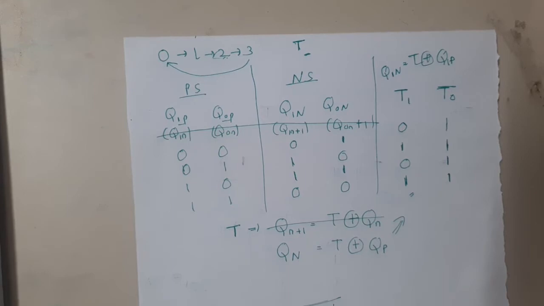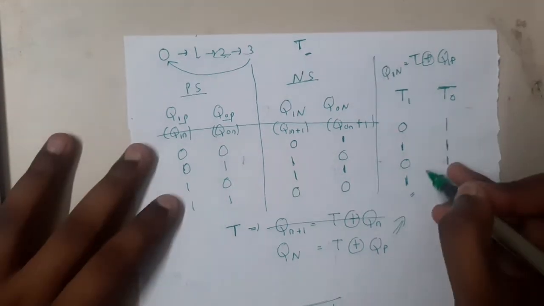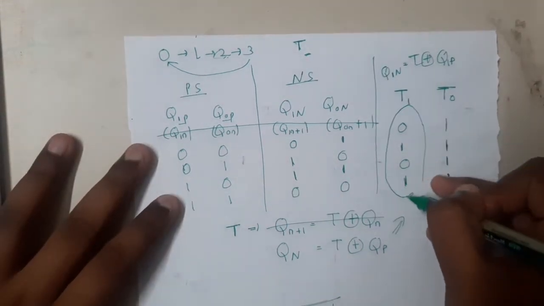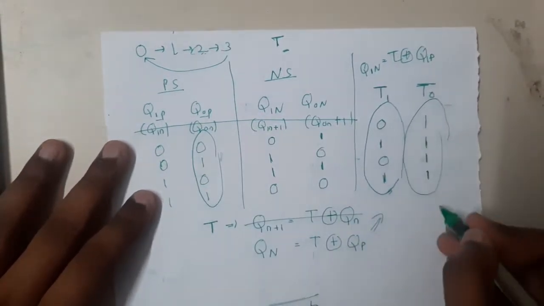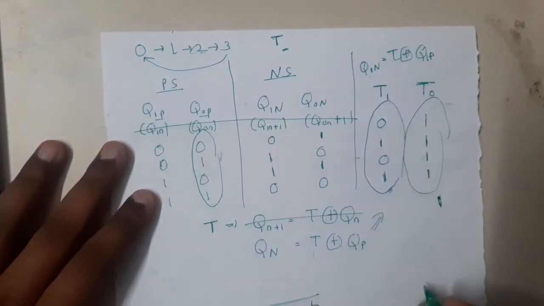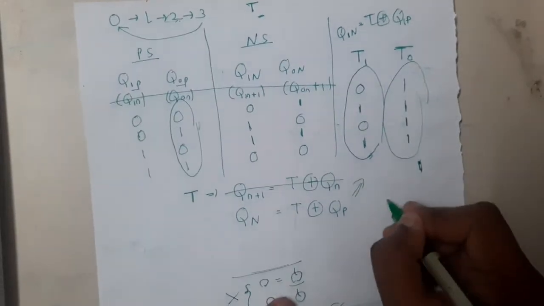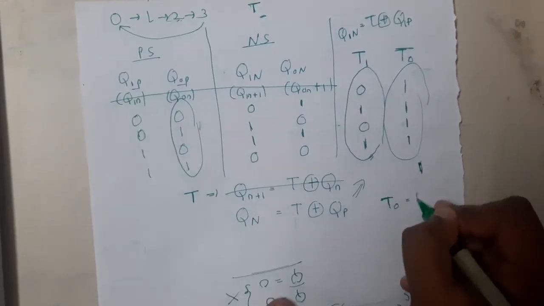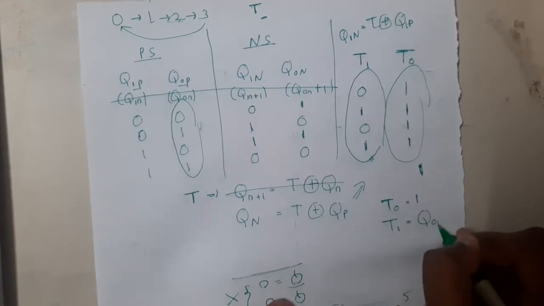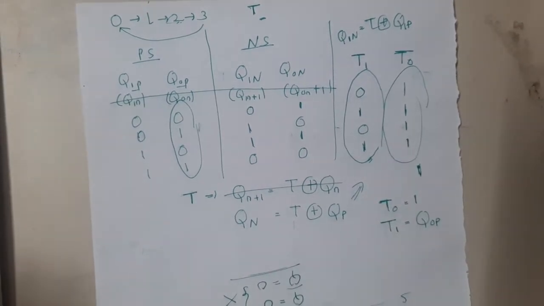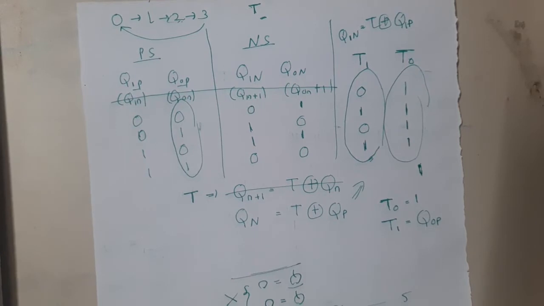So if you observe the table carefully, there are many hints in the table, guys. I think you observed it, right? So this column is exactly matching with this column, and this whole column is 1 itself. There is nothing in it, right? So basically, T0 is equal to 1 and T1 is equal to Q0 present, right? Yes. So now we got the equations, right?